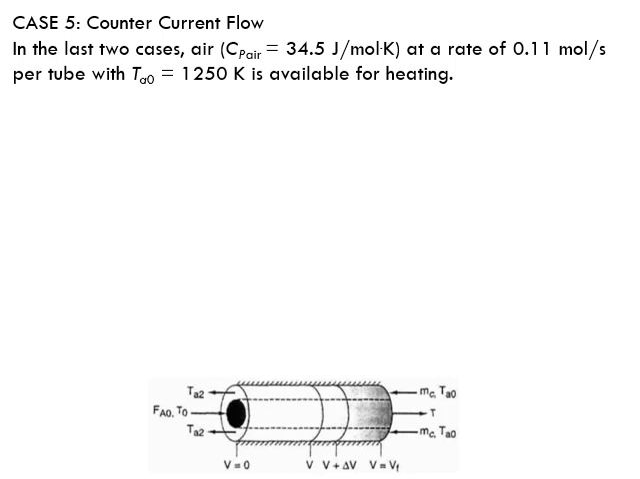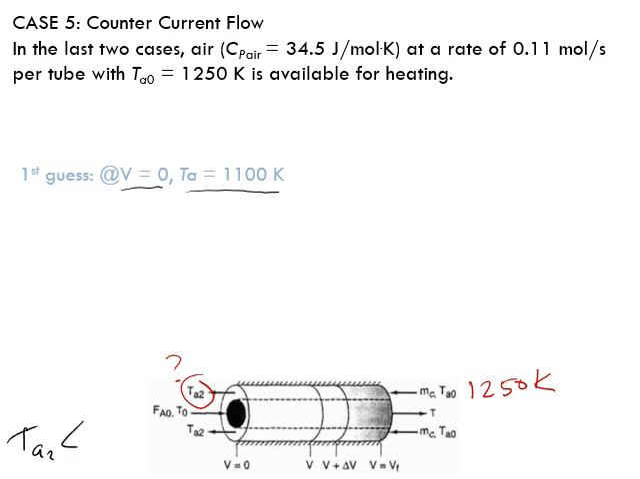Okay, so again, just to write it here, the temperature here is 1,000 Kelvin, and T_A2 is unknown. We don't know T_A2. So let's do some trial and error. Let's guess that at V equals 0, T_A equals 1,100 Kelvin. I know that T_A2 should be less than T_A0, which is 1250 Kelvin. Okay, so we assumed 1100 Kelvin.